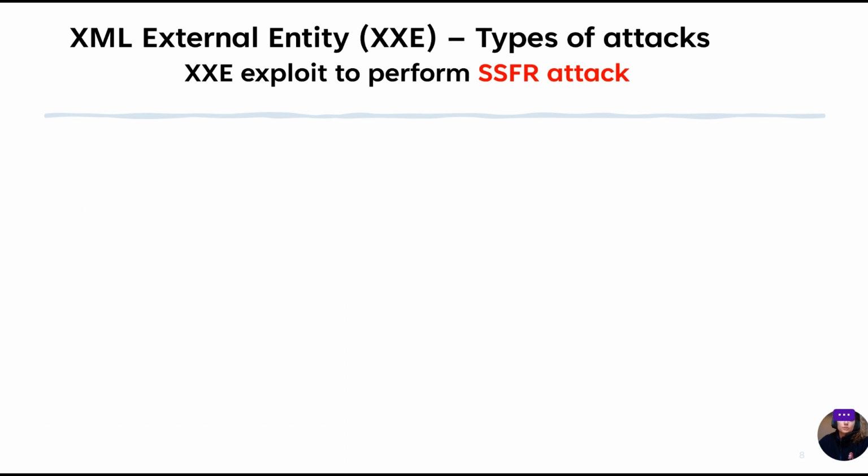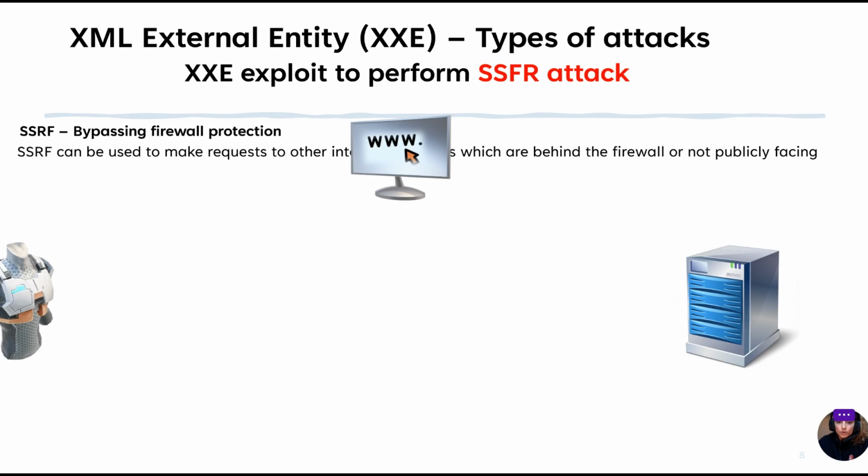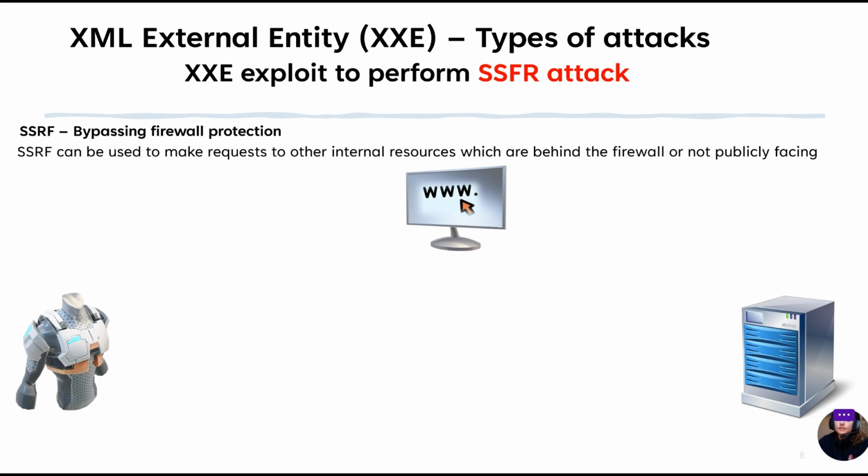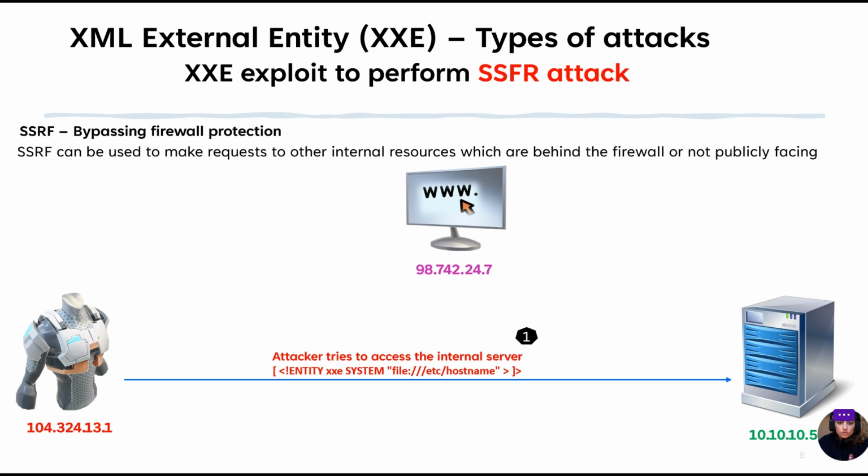All right, let's continue. So why do attackers use the SSRF attack? Most of the time it's for bypassing firewall protection, and I will explain and show you how this works. So we have an attacker, a web application, and the corresponding web server. What does the attacker do? The attacker tries to access the internal server by sending a payload. Here, they want to access /etc/hostname. What is happening? The firewall is blocking the request straight away because it's an external IP address.